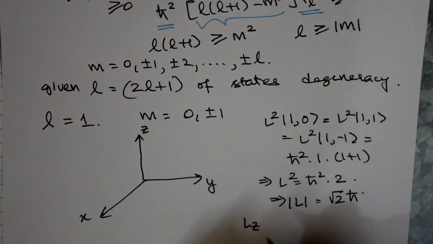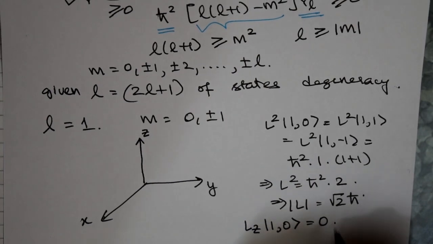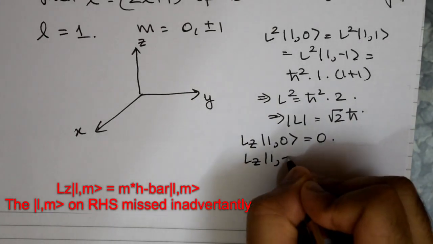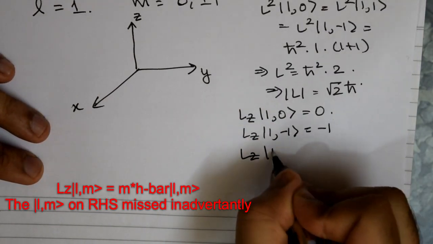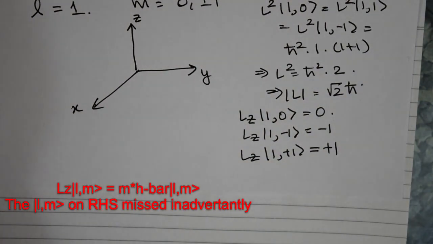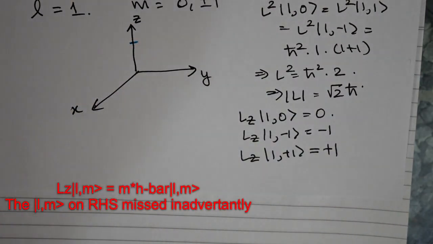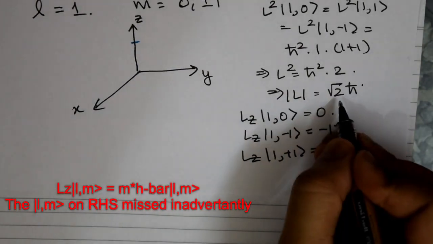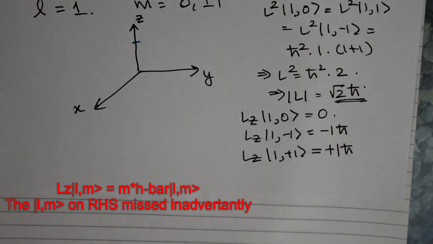So similarly, if you apply Lz, for the sake of simplicity, let's take |1,0>, you're going to get 0. Lz on |1,-1>, you're going to get minus 1. Lz on |1,+1> will give you plus 1. So now you have something of this sort where the z projection can be, okay, of course I missed h cross, plus 1 h cross and minus 1 h cross, while the magnitude of this vector is square root of 2 h cross, and you realize square root of 2 is greater than 1.